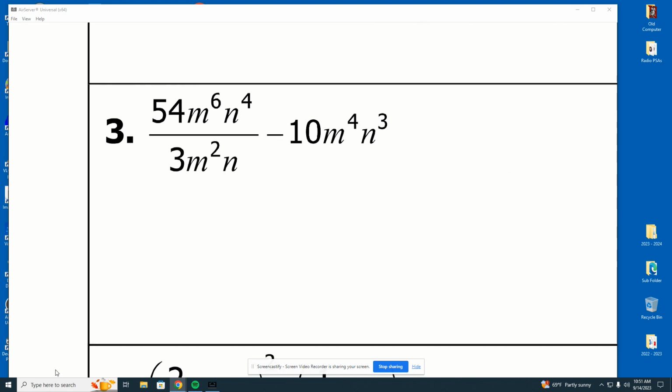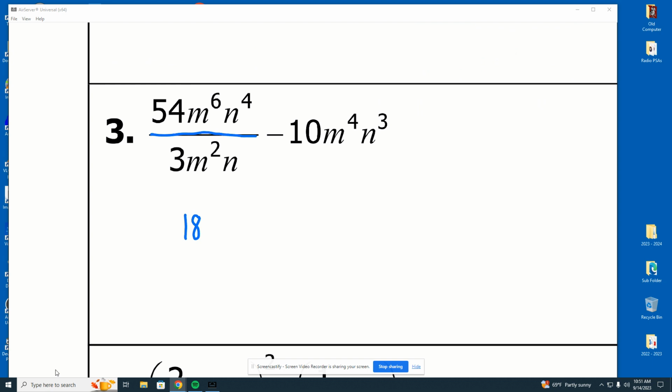Let's go to 3. Guys, what comes first? Quotients or subtraction? Yeah, division, right? Division. This is before subtraction. So let's divide. Will 54 divided by 3 turn out as a nice number? Try it. 54 divided by 3. It's 18.